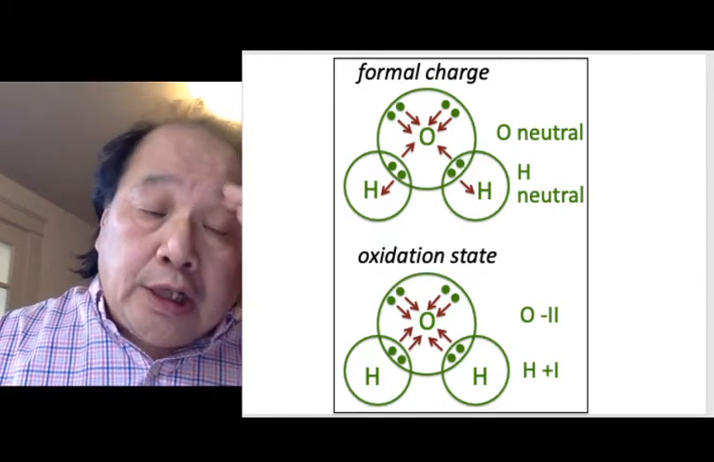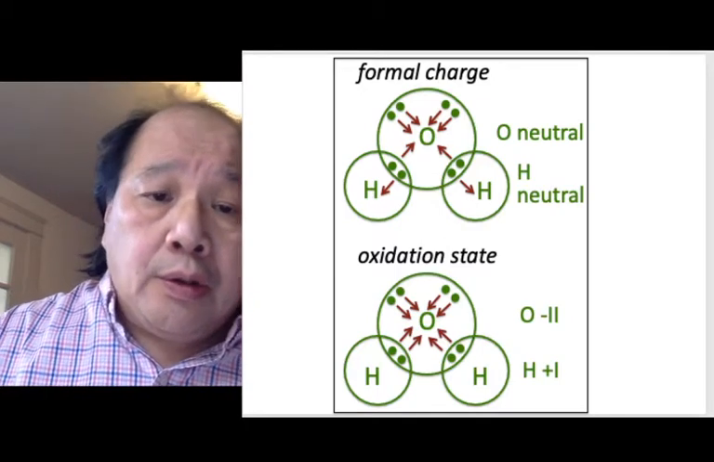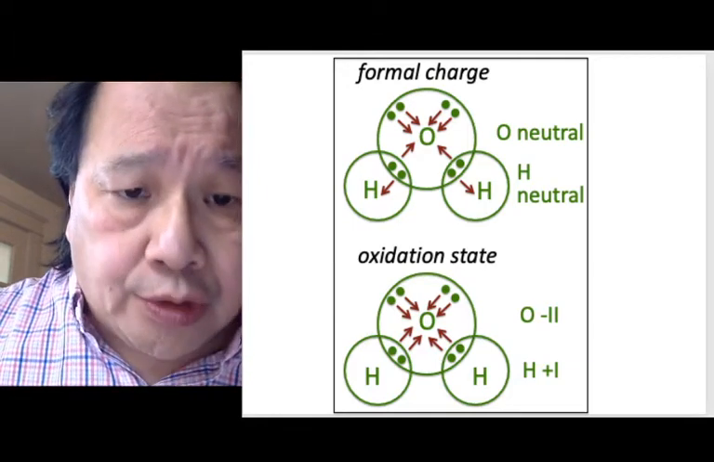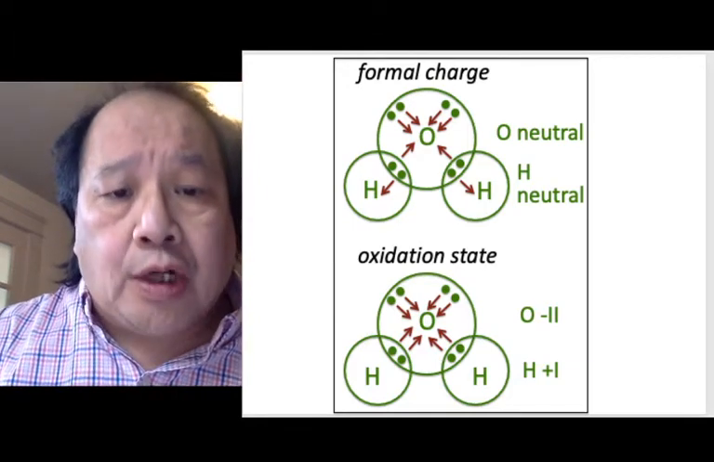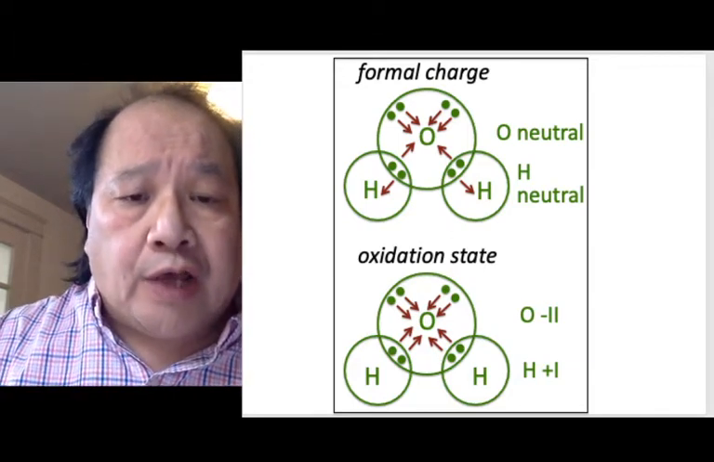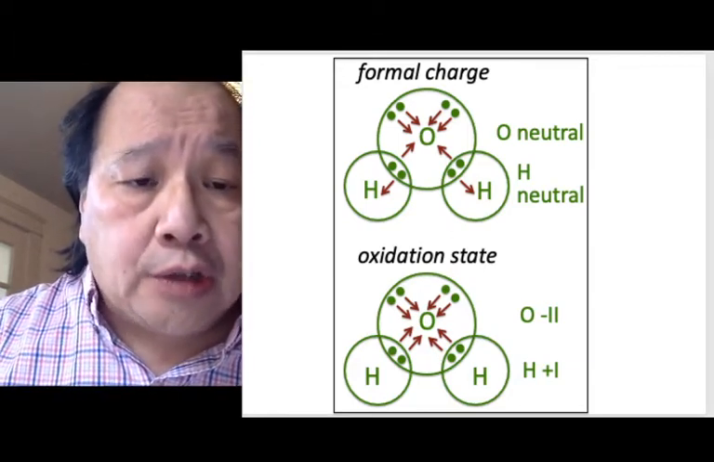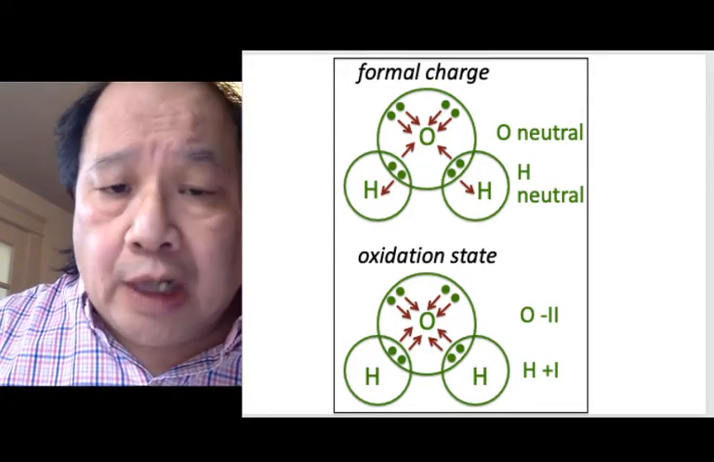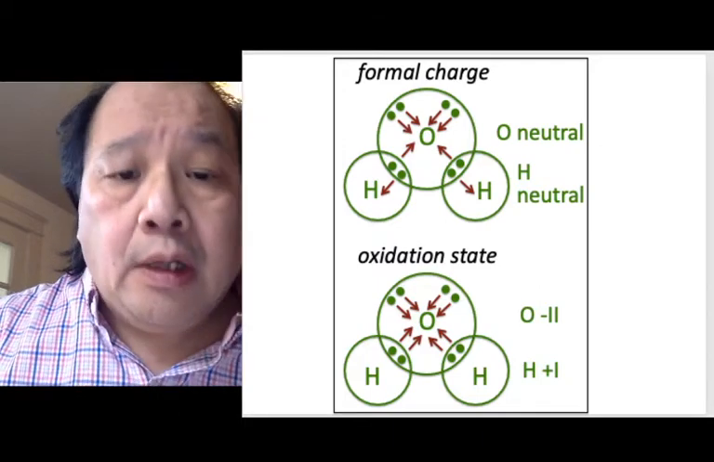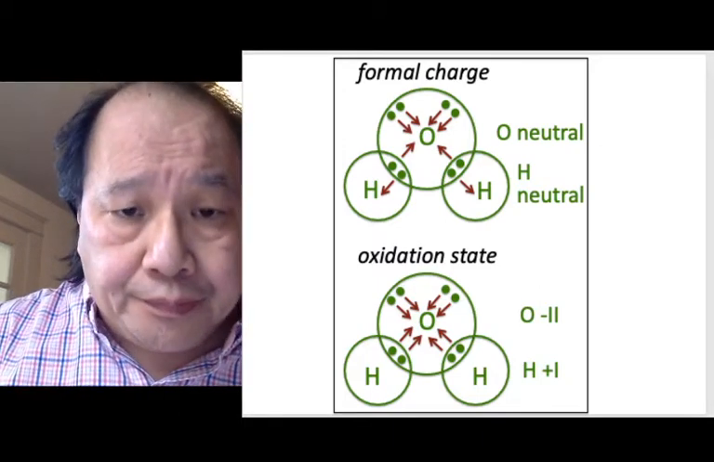And in the oxidation state method, the more electronegative atom gets all the electrons. So if there's a shared pair of electrons, in the oxidation state method of counting, the more electronegative atom ends up with all the electrons. Oxygen ends up with, put in chat, how many electrons in oxidation state? 8. Hydrogen ends up with 0.